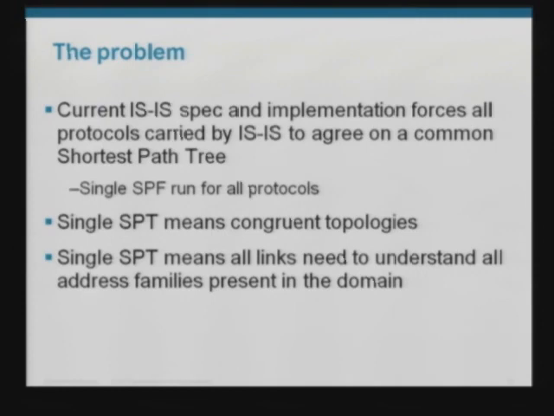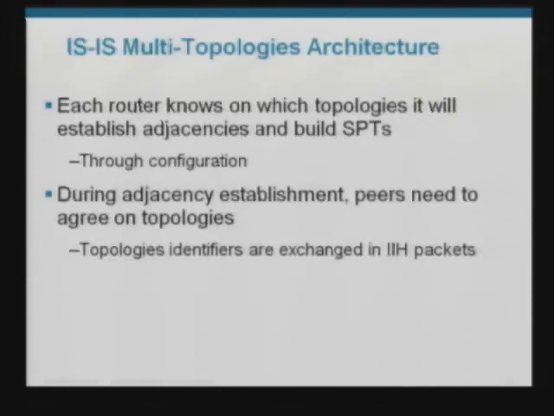So current ISIS specs and all implementations force all protocols carried by ISIS to agree on a common shortest path tree. We're changing that with multi-topology. You used to require a single SPF, and if you require a single SPF, you were forced to have a congruent topology. So all the links, as I said earlier, needed to understand identical topologies. With multi-topology, the beauty of this is not every link has to have the congruent topology. So you can selectively introduce v6 in part of the network where it doesn't have to follow the identical already running existing IPv4 topologies.